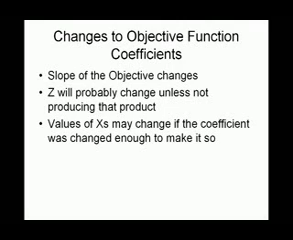We're also going to talk about changes to the objective function coefficients. When you change a coefficient in the objective function, a profit, for example, then the slope of the objective shifts. The z will probably change unless you're not producing that product at the current time. And the values of the x may change if the coefficient was changed enough to make it so.